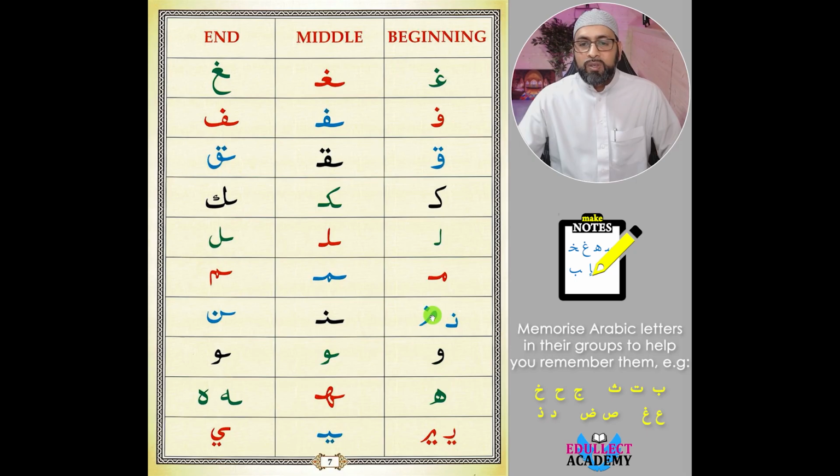So again, if you have a look, nun is written almost identical to a ya, and which we previously saw, ba, ta and tha was written like that. But the way you identify the letters is by looking at where the dots are.